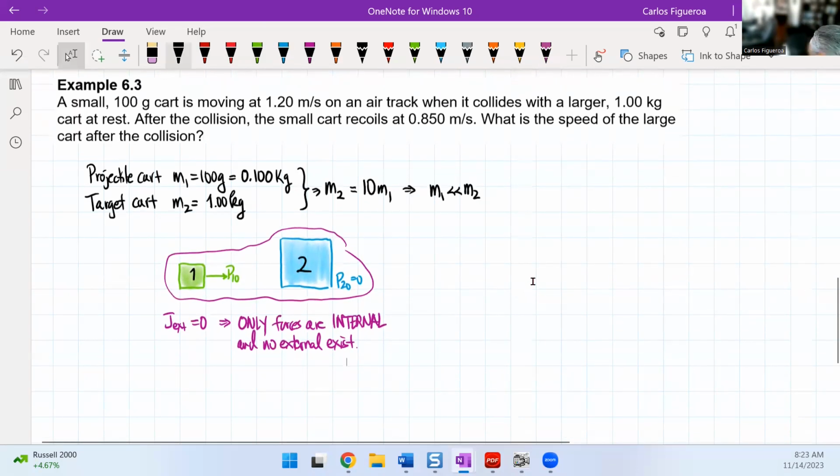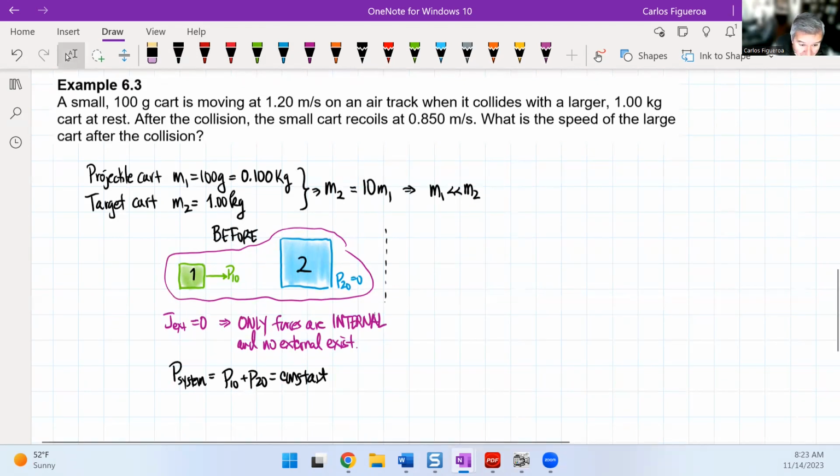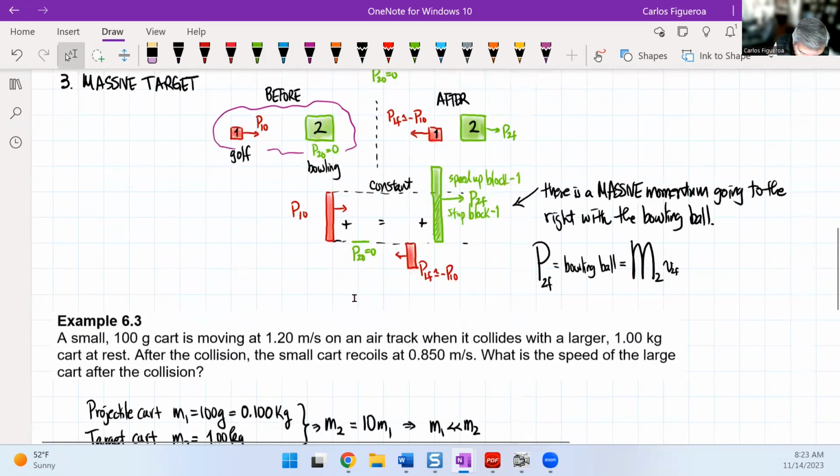So what do I mean by the momentum? It means that the total momentum of the system, which in this case is the momentum of block 1 plus the momentum of block 2, has to be a constant. That's what the 0 impulse implies. So now I have my before, and now I can set up my afterwards. So these blocks have to behave in such a way that this is my picture.